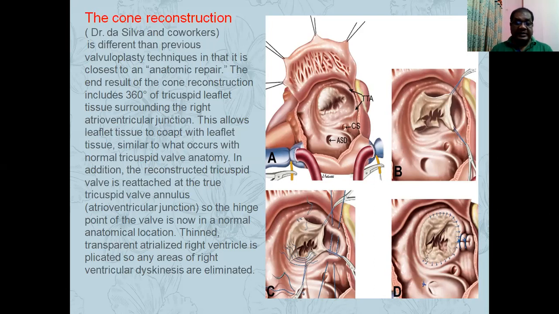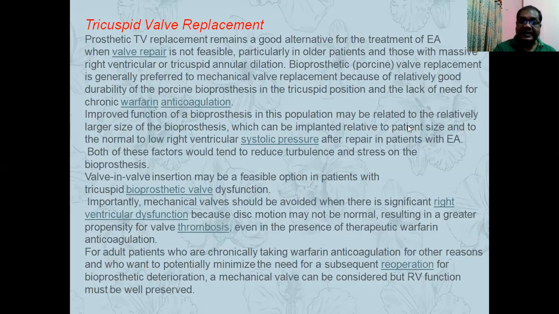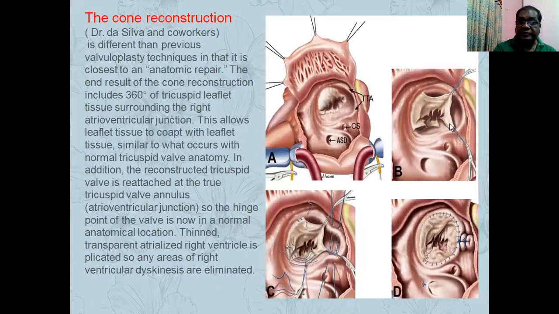The thin and transparent atrialized right ventricle is plicated, so any areas of right ventricular dyskinesis are eliminated. You see from this figure that, excepting the septal leaflet area, the rest of the leaflet of the tricuspid valve is detached from the annulus, and this edge is then sutured to the posterior margin of the septal leaflet. Sometimes the septal leaflet is very much diminished in size. Even in that case, we can use a suture to reconstruct the tricuspid valve leaflet.